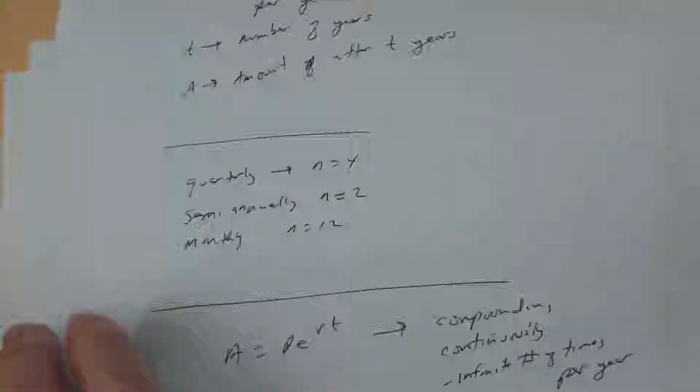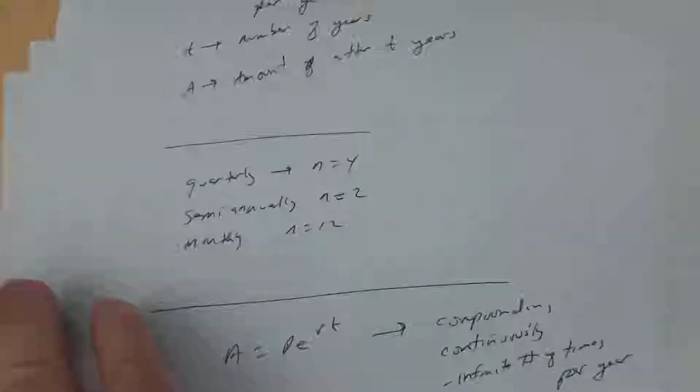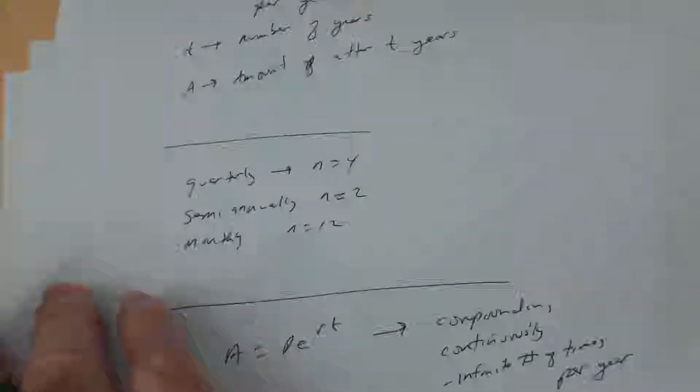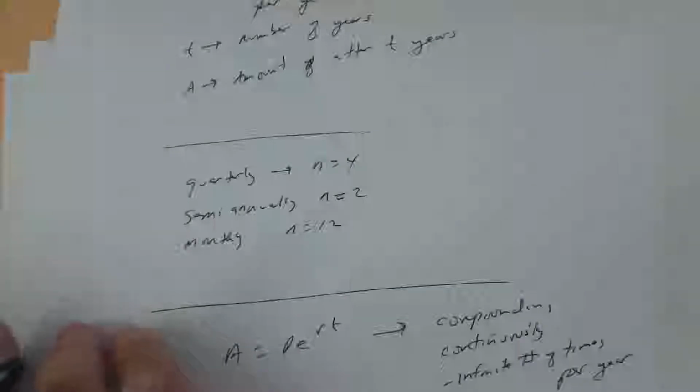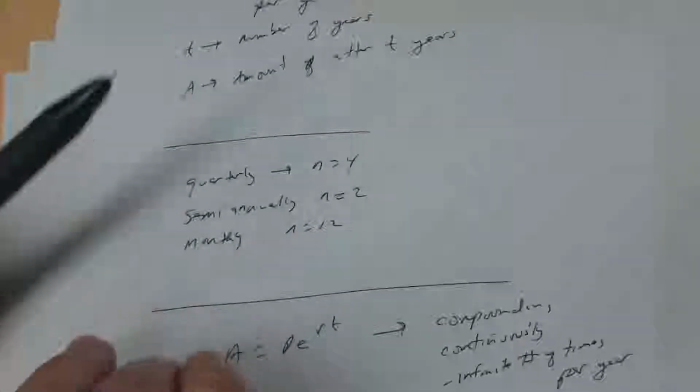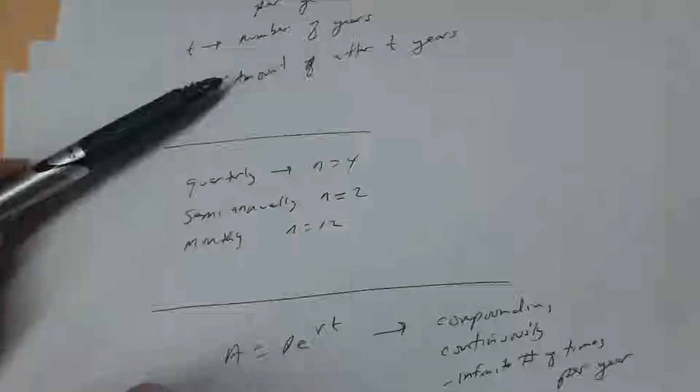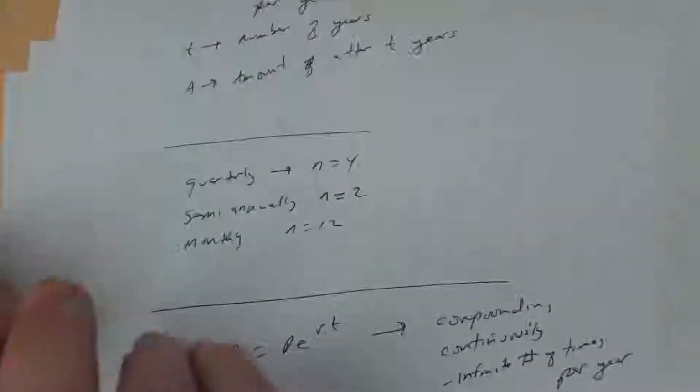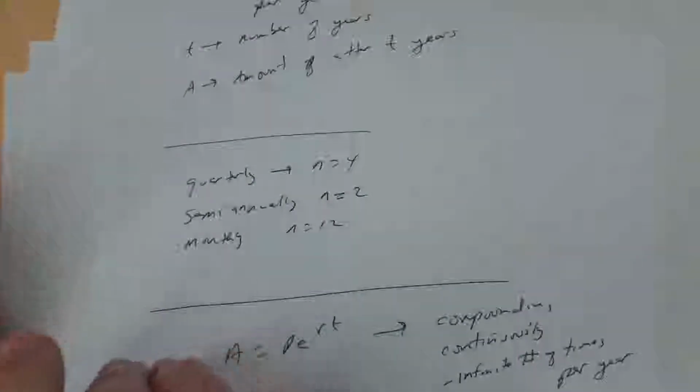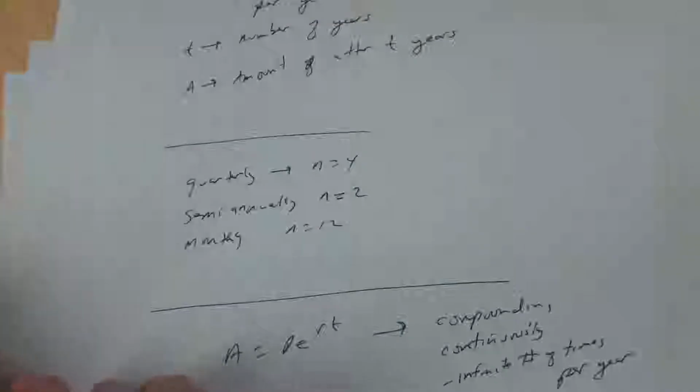So whether your interest is earning interest for 2 years or 3 years or 4 years, 7.6 years, T must be in years. Okay, so T is the number of years, not the number of months, the number of years. And A is the amount you end up with after that many years.